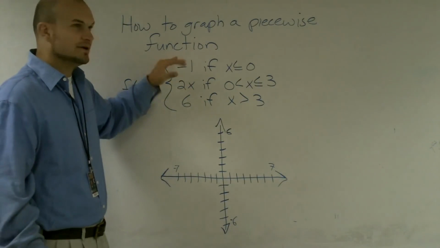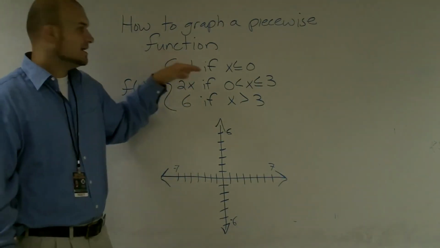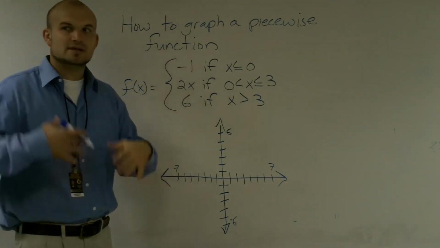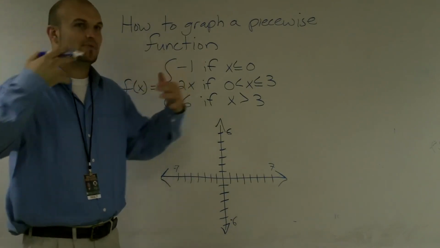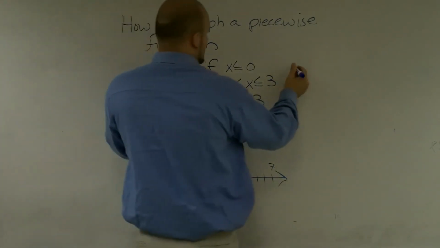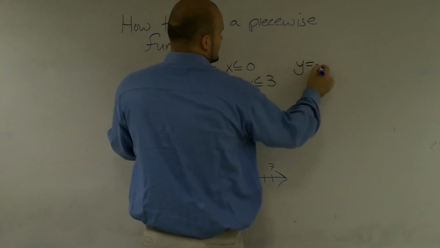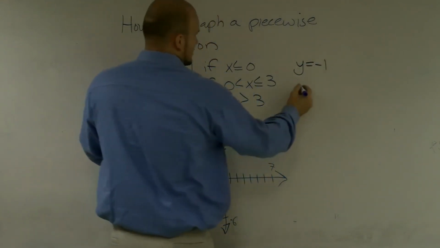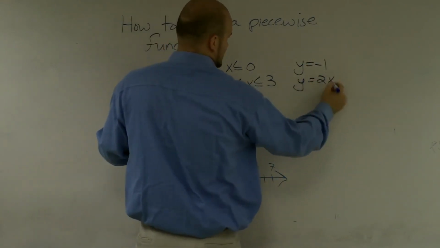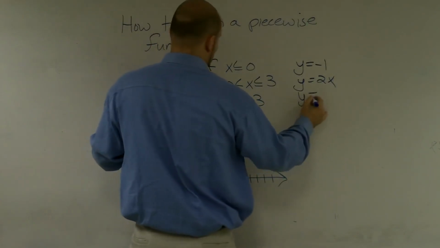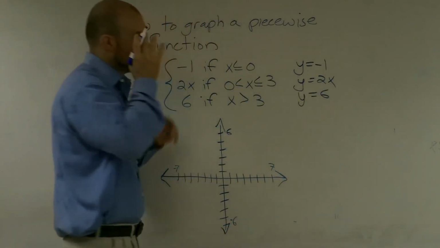So what I'm going to first do is rewrite each one of these expressions in y equals mx plus b form, so then I can get my mind set up in what they actually mean. So this expression would be y equals -1. This would be y equals 2x. And this could be read as y equals 6. So now I'm starting to think of these.